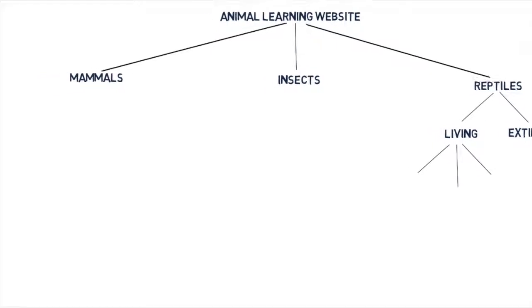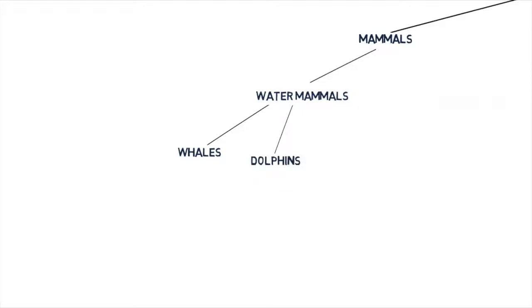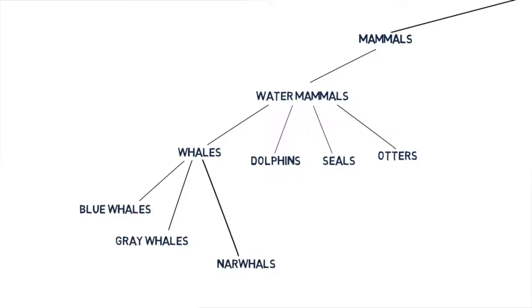Let's say that our customer chooses mammals. By choosing mammals, our customers filter or eliminate a massive number of choices. There might be some debate, but let's say we settle on 2 subcategories: water mammals and land mammals. Each is still a large bucket with many more options. Our customer will choose water mammals. Within water mammals, we have whales, dolphins, seals, and otters. Our customer wants to learn about whales. Within whales is blue whales, gray whales, and narwhals.